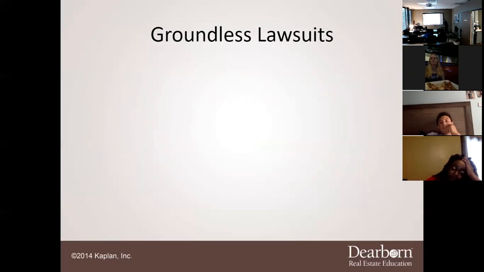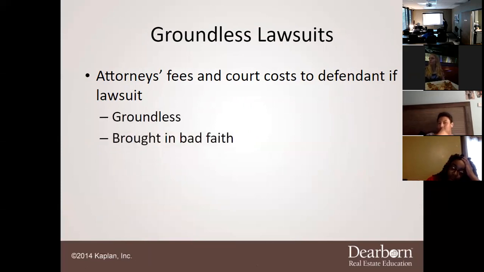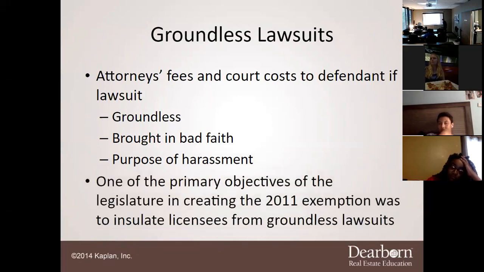So groundless lawsuits, that happens. That happens a lot. Attorney's fees and court costs go to the defendant if the lawsuit is groundless. If it's brought in bad faith, if I just want to take this person to court to make him have to pay money and cause a big scene, or if there is any purpose of harassment, I'm just trying to harass this person by taking them to court, that would be another bad faith issue. That would be revenge. So these would be some groundless lawsuits. One of the primary objectives of the legislature that was created in 2011 was the exemption to insulate licensees from groundless lawsuits. So it helps protect our agents in the field from groundless lawsuits such as this, which do happen quite often, actually.